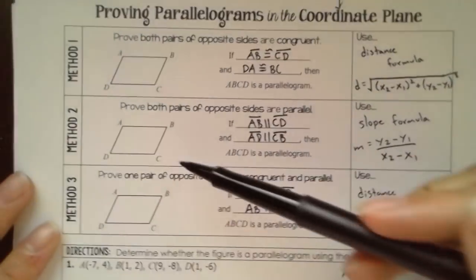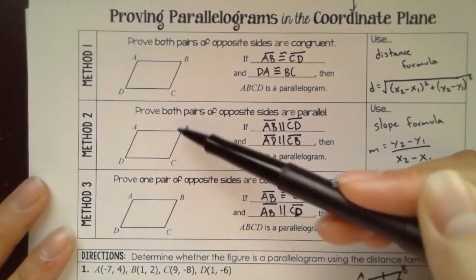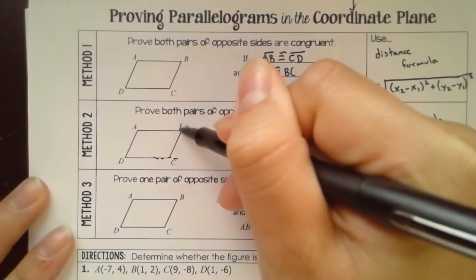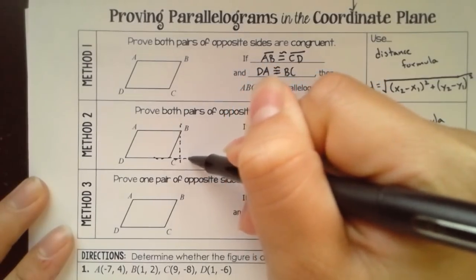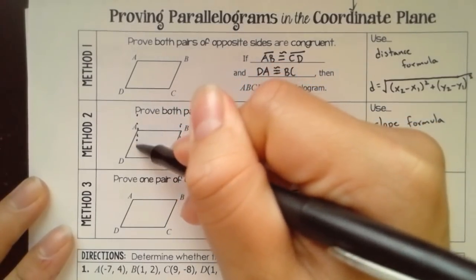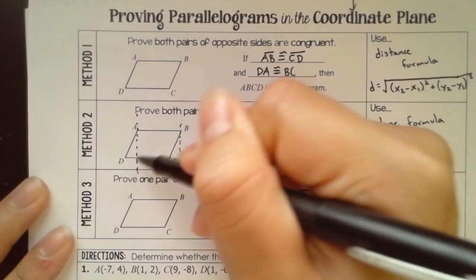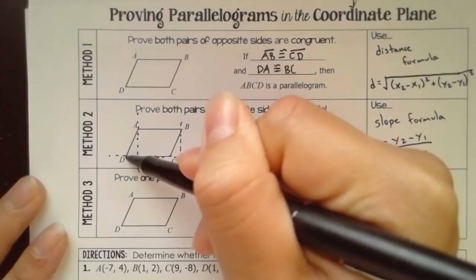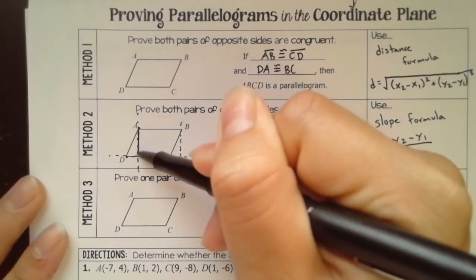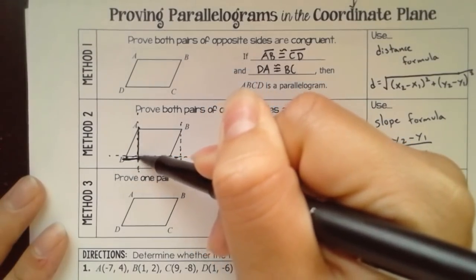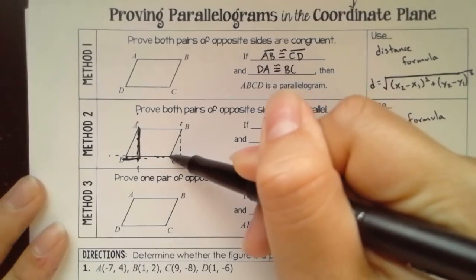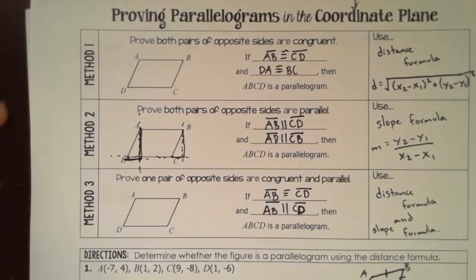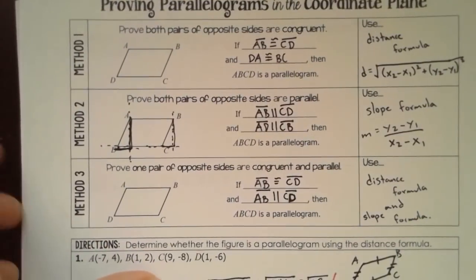So if this was in the coordinate plane, you would have to show that each pair of sides here has the same slope, the rise over run from D to A. So this rise here is the same one as this one here, and similarly for the other two sides. That would show that you have parallel sides.